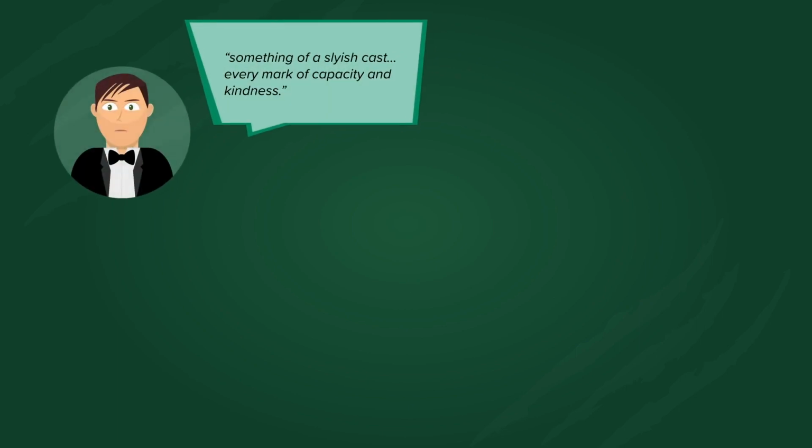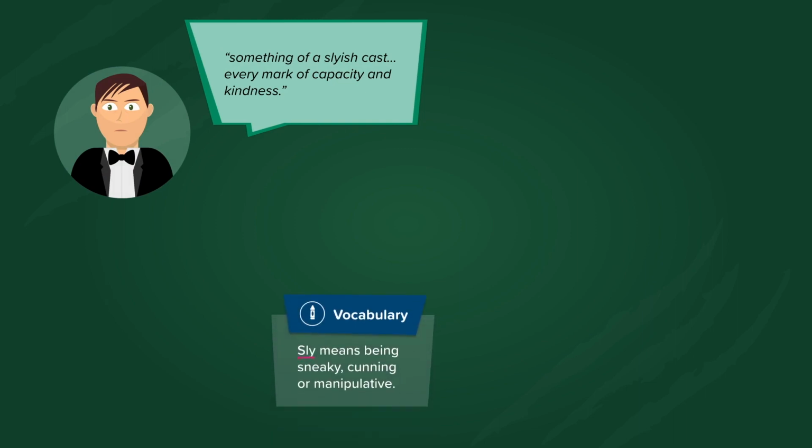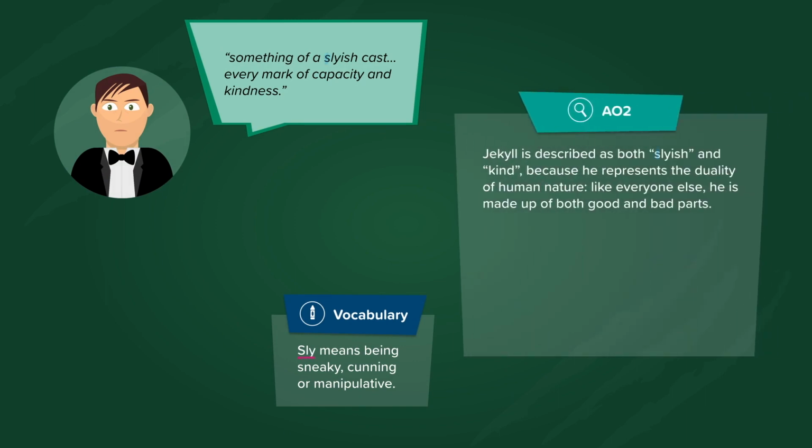We are told that Jekyll had something of a slyish cast, but every mark of capacity and kindness. Sly means being sneaky or cunning or manipulative. Jekyll is described as both slyish and kind because he represents the duality of human nature. Like everyone else, he is made up of both good and evil.